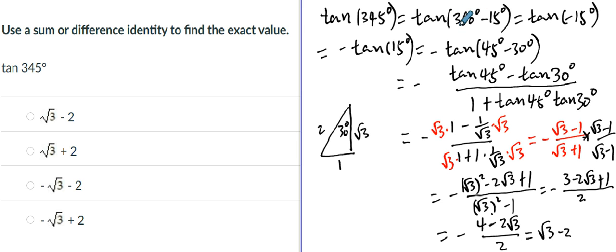Tangent has period 180 degrees. Then this is twice as much as 180, so 360 can be out. Then you have a tangent negative 15 degrees. Tangent is an odd function, so negative sign gets out. And then we see 15 degrees is just 45 minus 30 degrees.